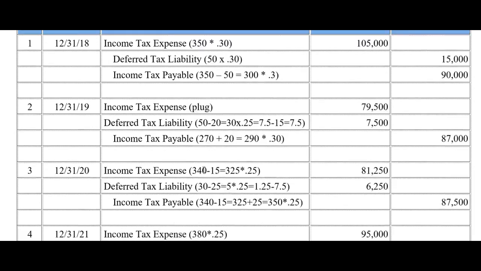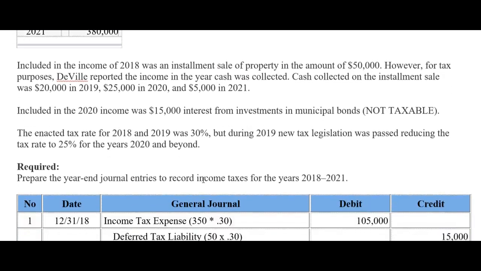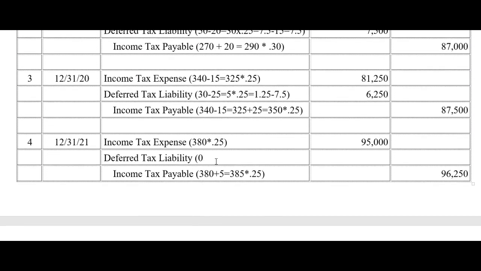Why? Well, we started with 50 in year 1, right? So go back, we started with 50. We used 20 of it. We used 25 of it. Now we've used the final last 5. So at this point, we should have 0 tax liability in the future as a result of this installment sale. Okay. We already had a balance of 1,250 in there. So that means 1,250 would come out. Notice that's exactly what we need to balance out the equation.